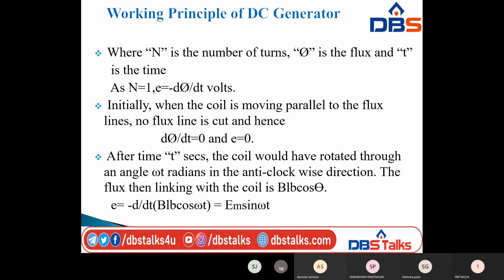From that I am writing E is equal to minus d by dt of BLB cos theta. In the theta place I am replacing omega t. So that is equal to minus EM sin omega t.